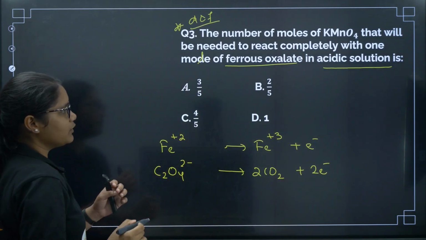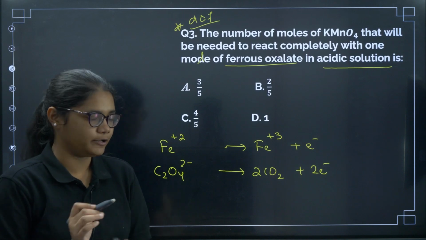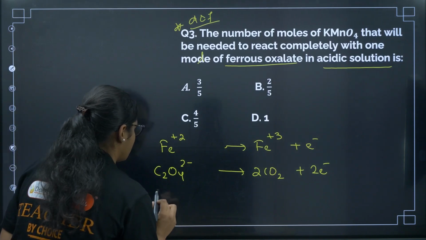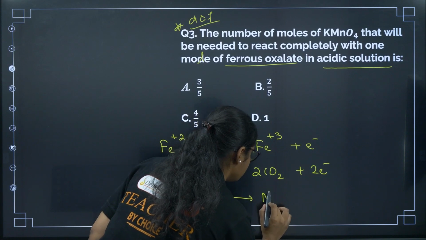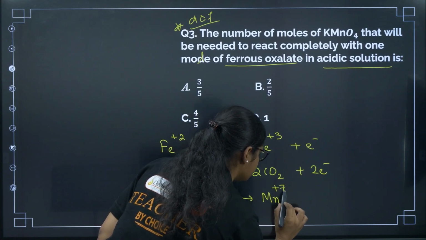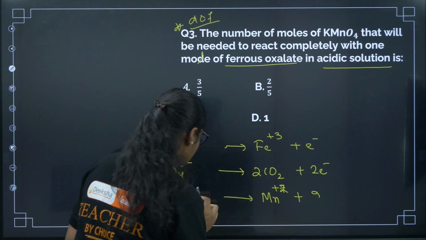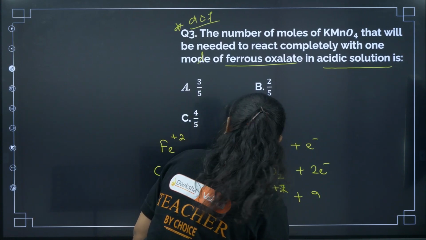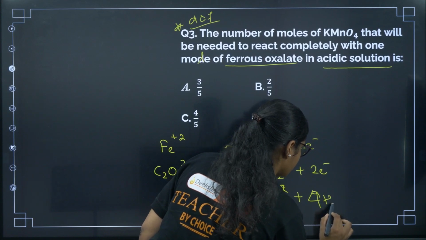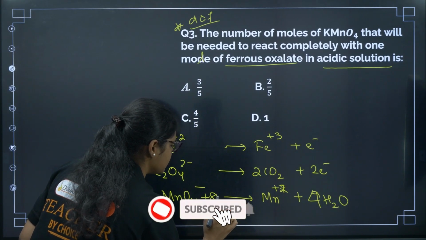Now we know permanganate is an oxidizing agent, so it will get reduced. If I write the reaction for MnO4-, MnO4- will get converted to Mn2+. Okay, so we have here 2. For balancing the 4 oxygen, we can add here 4 water. Now there will be 8H there, so I will add 8H+ this side.